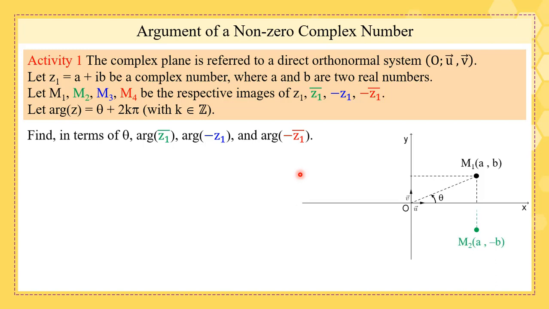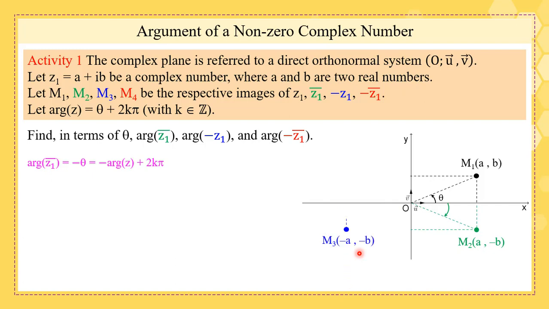Now, this would be M2, which is a minus b, because M2 is represented by Z1 bar. This is a, this is minus b. We saw this before. We do have the same modulus, but according to the argument, we can see from here that the two arguments are not equal. In fact, one of them is the opposite of the other one. So we can state that the argument of Z1 bar is minus theta, which is minus the argument of Z.